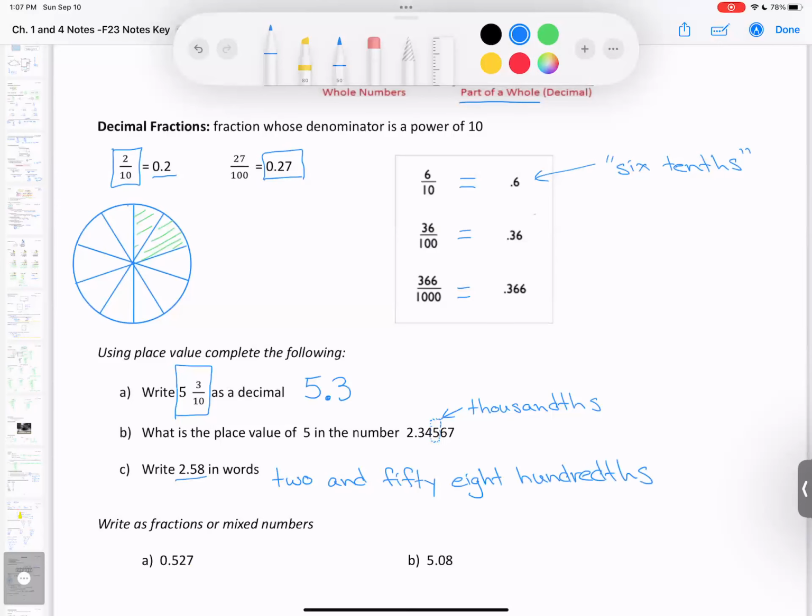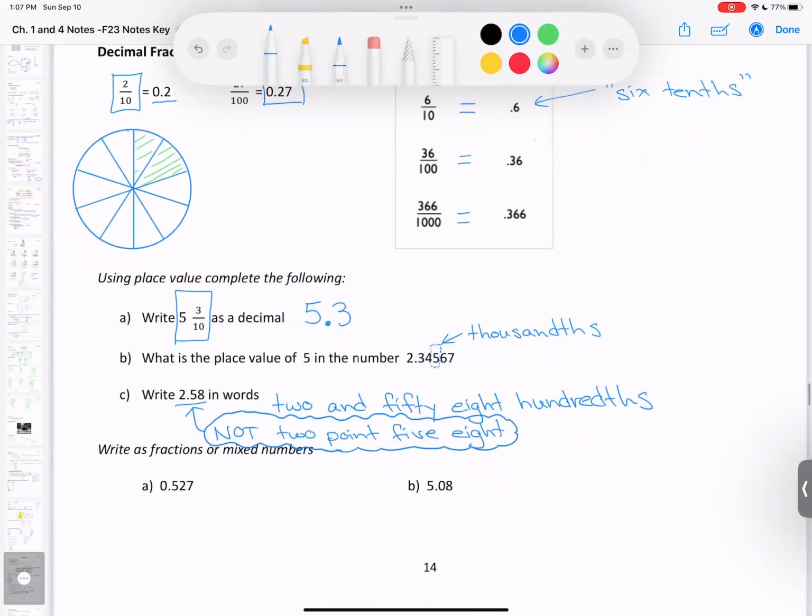Now, as a shortcut, lots of people, including me, will read this as 2.58. But that is not actually the correct word name for this number. If you were asked on a test for the word name of this number, it is not 2.58, it is 2 and 58 hundredths. That's the correct way to say it.